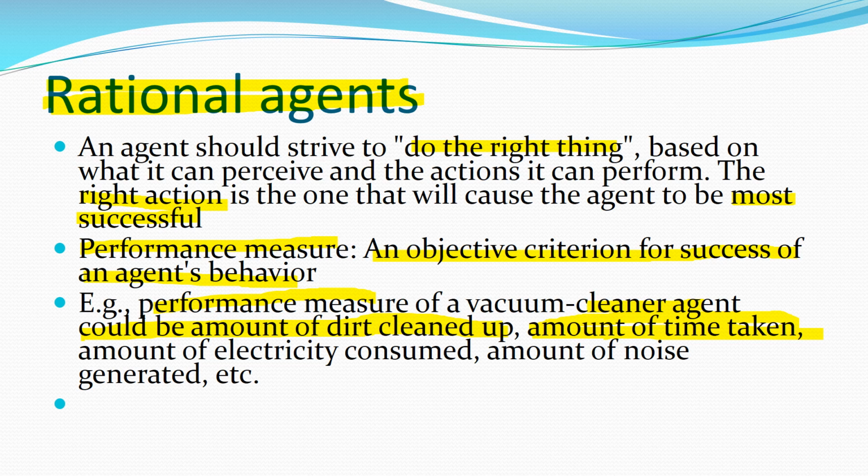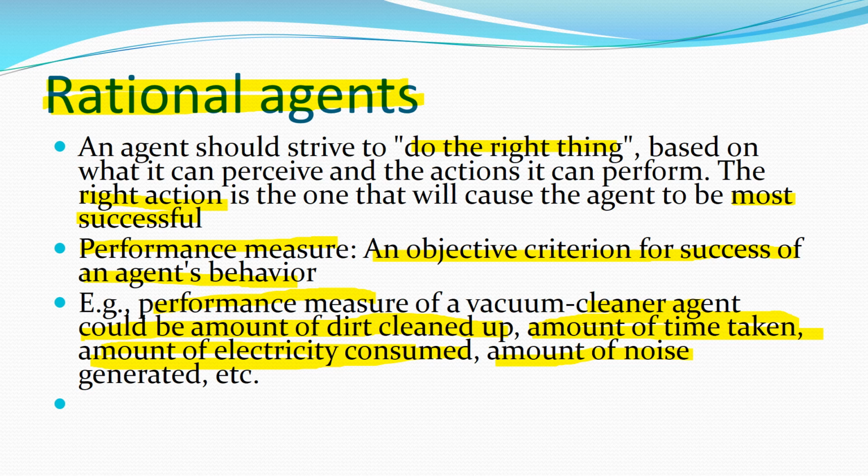Also, one of the performance measures can be the amount of electricity it has consumed. One important performance measure is how much noise it has generated. So, these are example performance measures of a vacuum cleaner agent. If the vacuum cleaner agent has cleaned the dirt, if it has taken less time, it has consumed less electricity and it has generated less noise, in that case the user will be happy and you can call it a rational agent.